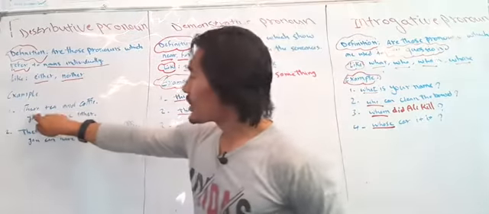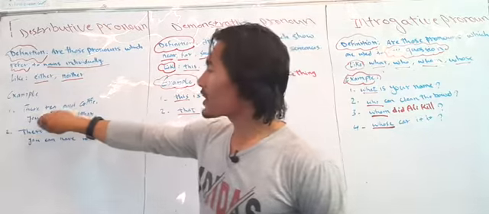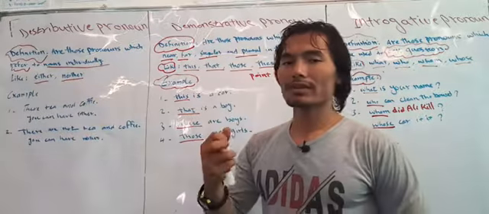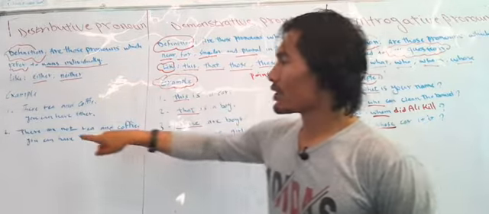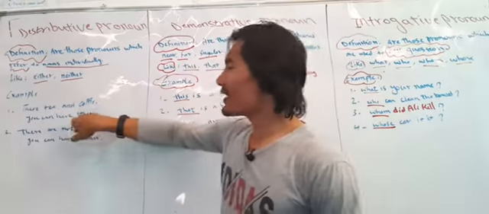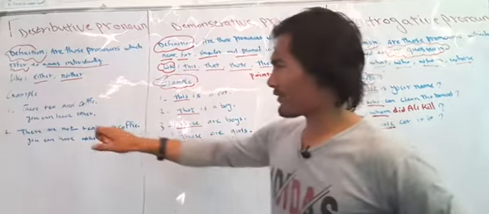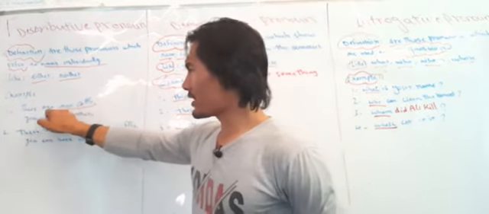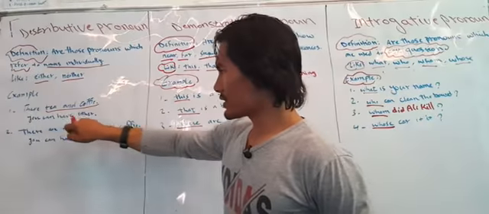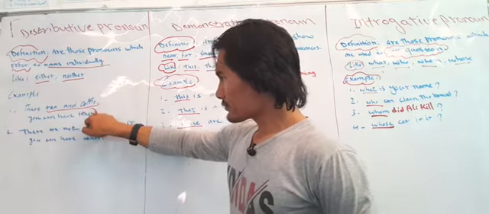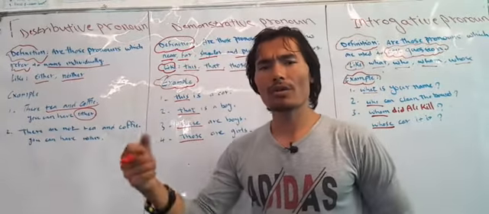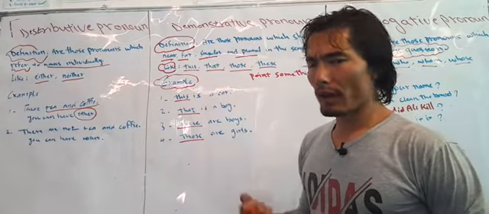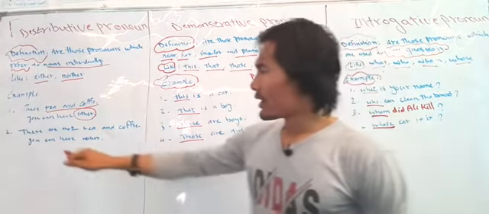There are tea and coffee. There are two things, tea and coffee. You can have either. Okay, you can have both tea and coffee. You can have either. You can have both. You can use both of them. Okay? It means both of them.